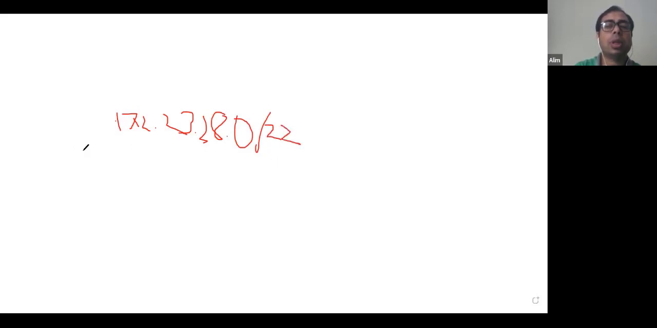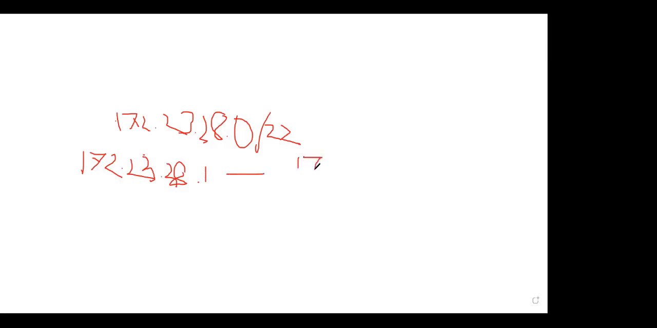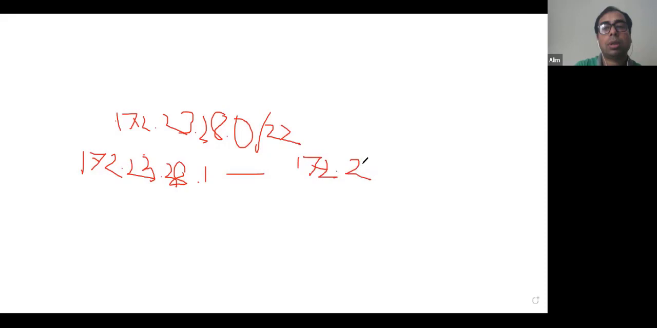172.23.28.0/22. What I was talking about. If you use this, how many IP addresses will you get? The IP address range will be 172.23.28. What will be the first IP address? The first IP address will be 1. Okay. And it will continue with IP address 172.23.28.